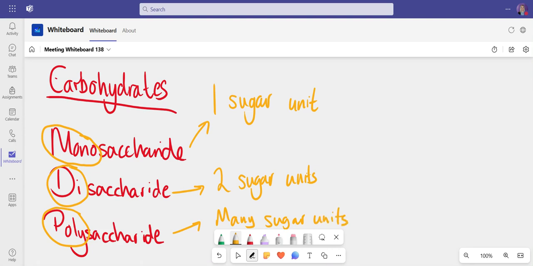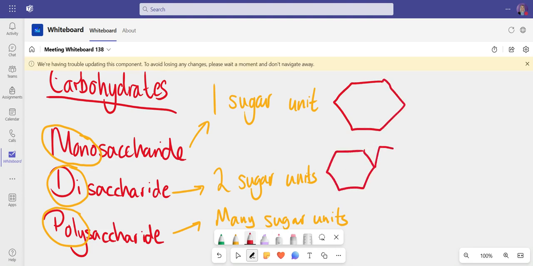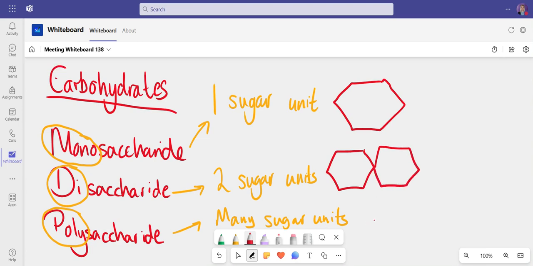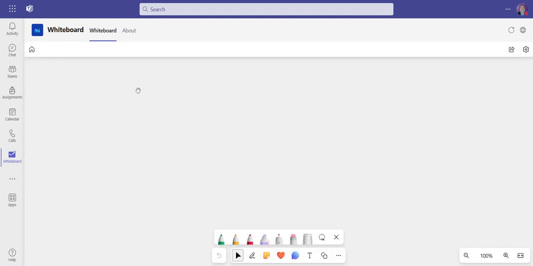Now, most of the sugar units that we need to know look like this. So that would be one for a monosaccharide. Two would join together like that for a disaccharide. And then many would join together like this for a polysaccharide. And sometimes it has little branches coming out the sides as well. So what we're going to do is go through these three categories in turn. So first of all, let's look at monosaccharides.